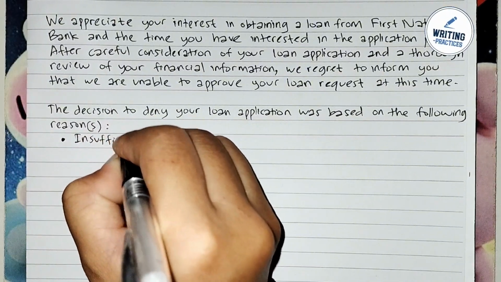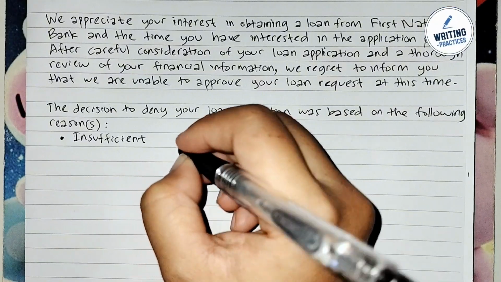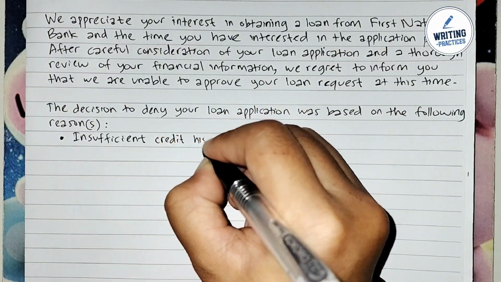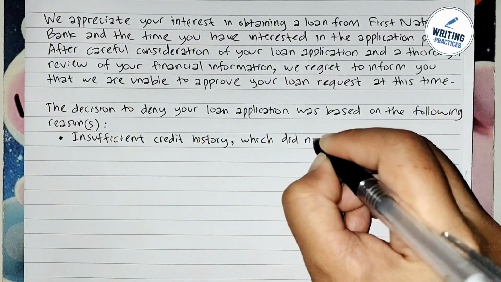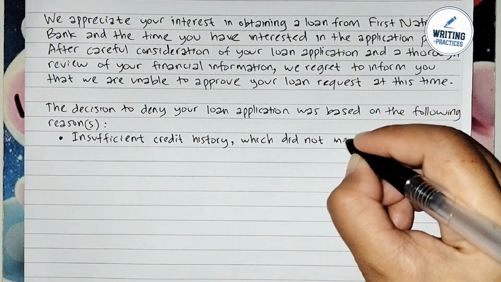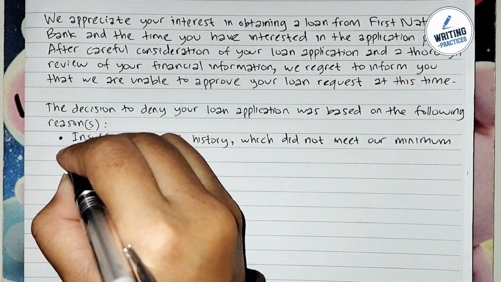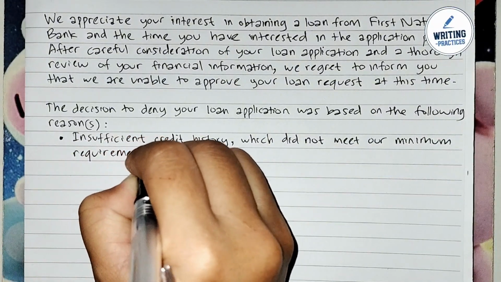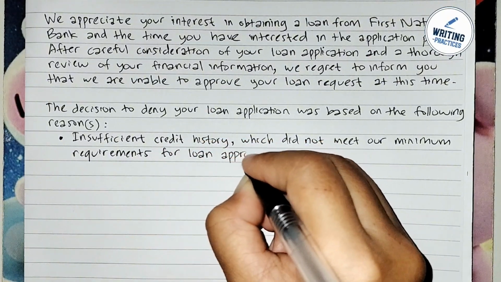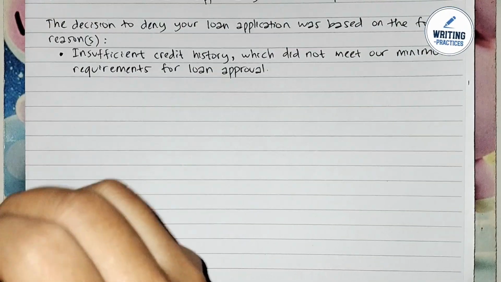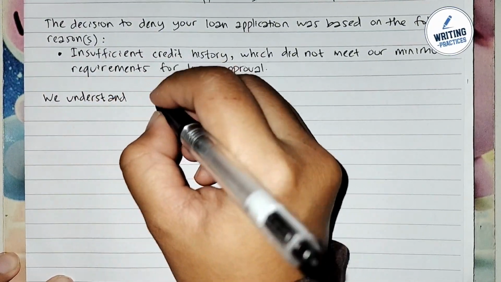The decision to deny your loan application was based on the following reasons. And then, you give the details on financial review. Mention that the decision was based on a thorough review of the applicant's financial information. If you have more than one reason, you must write them all in this section. In this example, it is said that the reason is insufficient credit history, which did not meet our minimum requirements for loan approval. In the third paragraph, this is where you show your acknowledgement of disappointment.